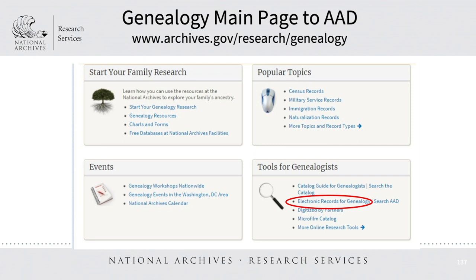These are records that came into NARA in electronic format, so it consists primarily of databases. This means that the records have mostly been transcribed from other sources and put into a database. Before we go into AAD, I want to show you a helpful webpage called Electronic Records for Genealogy.